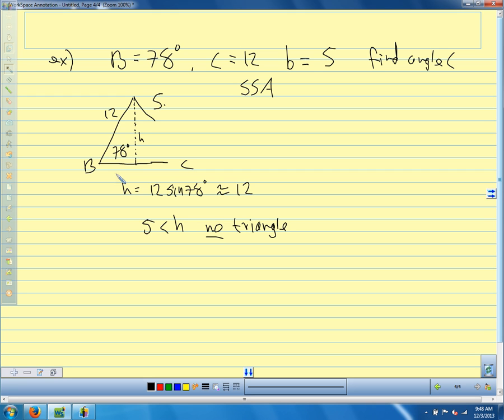Now, we could go through and do this the brute force method. So let's look at what would happen if we did the brute force method. I'm just going to apply the law of sines to this. I'm going to say sine C over 12 equals the sine of 78 over 5. So I get sine C is 12 sine 78 over 5, or sine C is about 2.35.